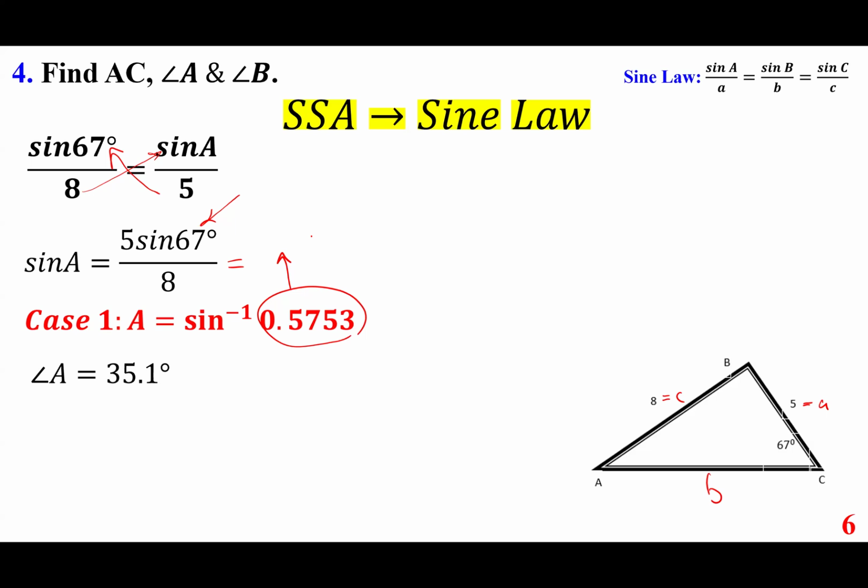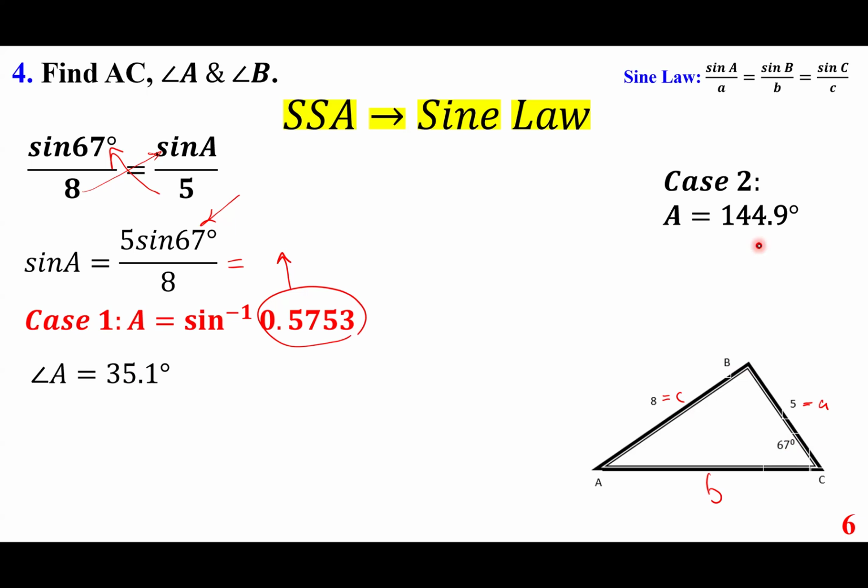So all angles must add up to 180. That means this one plus this one plus the missing B, because we just found A, right? Must add up to 180. So what is B? Add these two, subtract it from 180. So by the way, case 2 for A is 144.9.